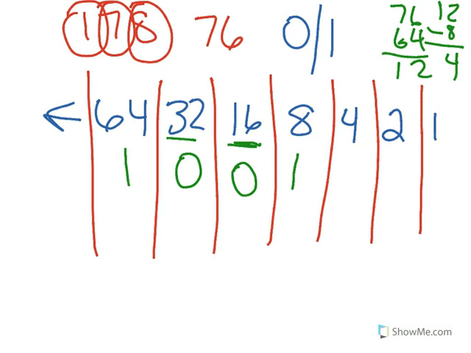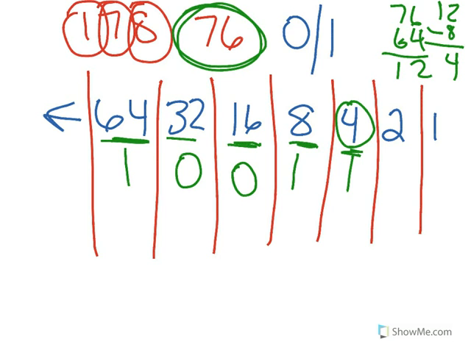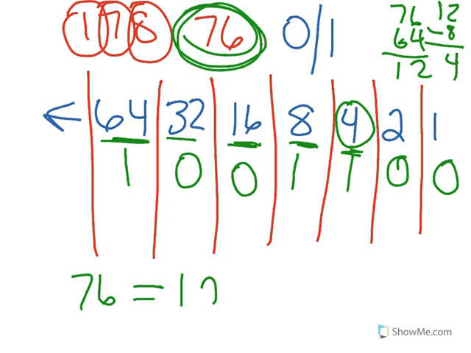is 4. So I can automatically see that here's a 4, so I'm going to put a 1 in the 4 column, and I don't need any more numbers. So all these numbers, 4, 8, and 64, add up to my 76. I need a placeholder in the 2s and the 1s. So 76 in binary is equal to 1, 0, 0, 1, 1, 0, 0.